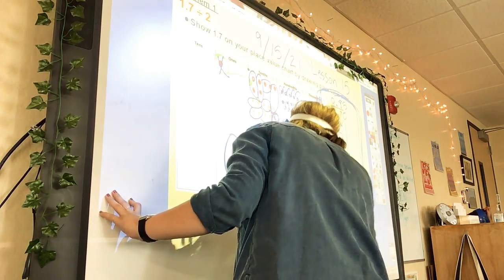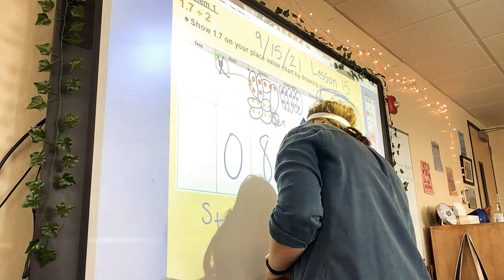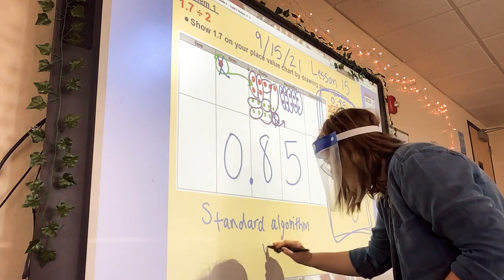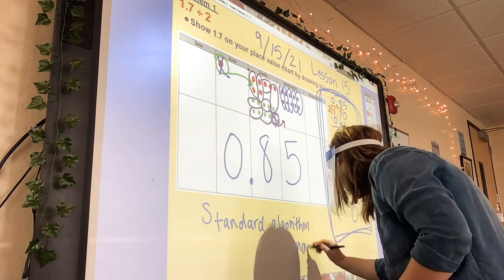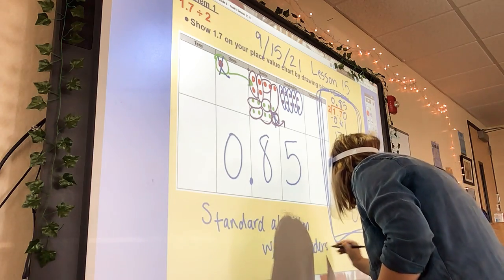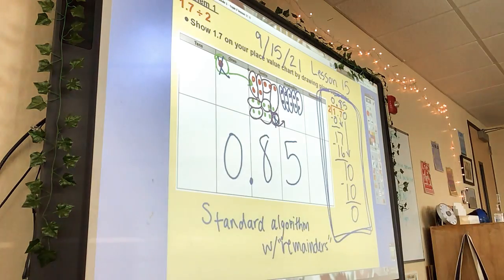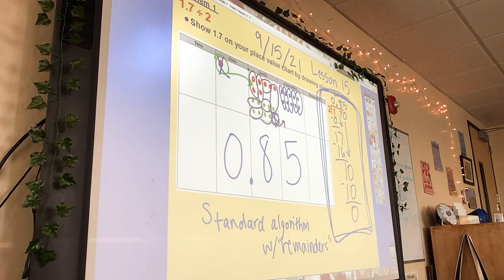One sec, Luke. Standard algorithm with remainders. Okay? And because I am who I am, I want you to put remainders in quotes. Because it's not really remainders. There's nothing actually remaining. So you're going to put that title, you're going to put the date, the lesson number, and then that standard algorithm. Okay? Ready? Go. Now you can go. Quickly, I'm going to give you like 3 minutes.